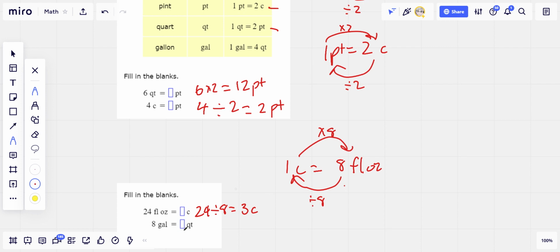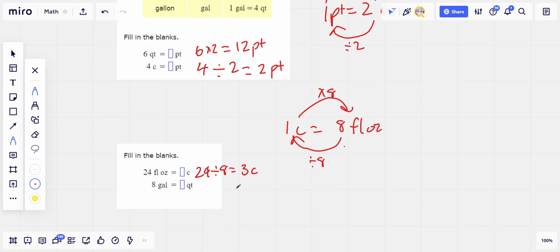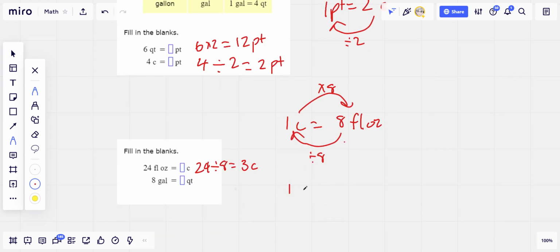All right, and the last one says 8 gallons equals how many quarts? So up here it says 1 gallon equals 4 quarts. So let's write that fact out. 1 gallon equals 4 quarts. So here in this direction we're multiplying by 4, and in this direction then we're dividing by 4. And we're starting at gallons and going to quarts. So we're starting over here on the left and going to quarts. So we're multiplying by 4. So this is 8 times 4. So that's 32 quarts. So that's a little bit of work in converting between units of volume with these US customary measures.